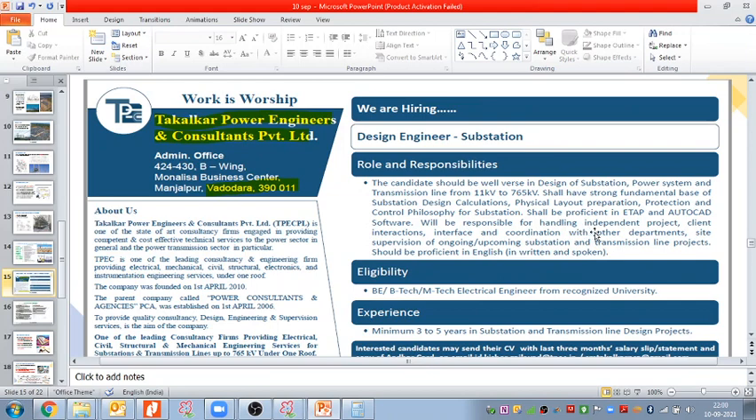We will be responsible for handling independent project. So what I do, I'll share some live project, and you do the practice on that live project, so that you have confidence how to handle a project independently, the designing part of that project. Client interactions, interface and coordination with the other department, site supervision on ongoing and upcoming substation with transmission line project, should be proficient in English, written and spoken. So these are the roles and responsibilities. So our syllabus is designed based on these roles and responsibilities. We'll cover each and every topic from here.